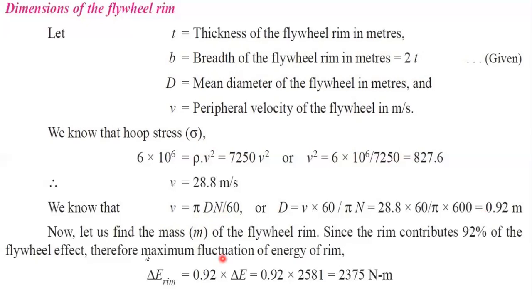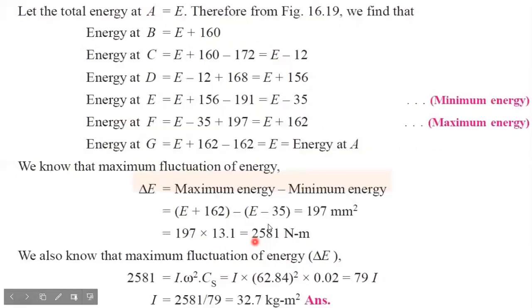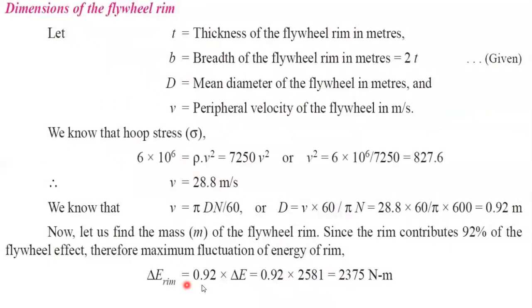They have clearly mentioned that if you want to find the mass of the flywheel rim, there is one more condition they have given. Since the rim contributes 92% of the flywheel effect, the maximum fluctuation of energy of the rim, del E rim, will be 92%. So 0.92 into the fluctuation of energy which we determined here. So del E we determined here, right? So we have to multiply by 0.92. Finally, this is the maximum fluctuation of energy of the rim, and we'll be getting 2375 Newton meter.